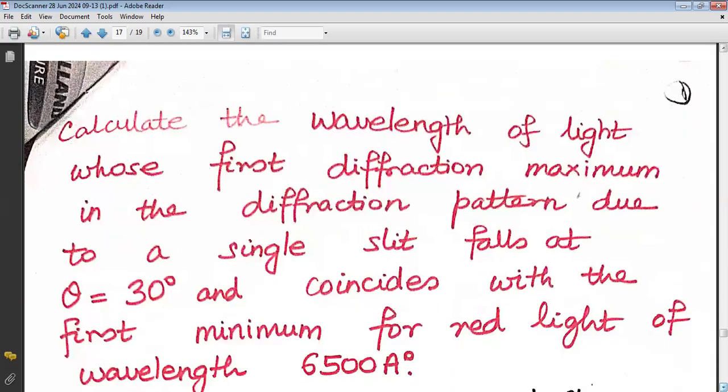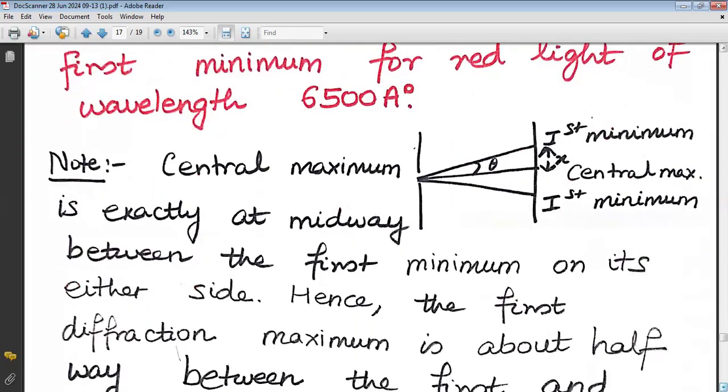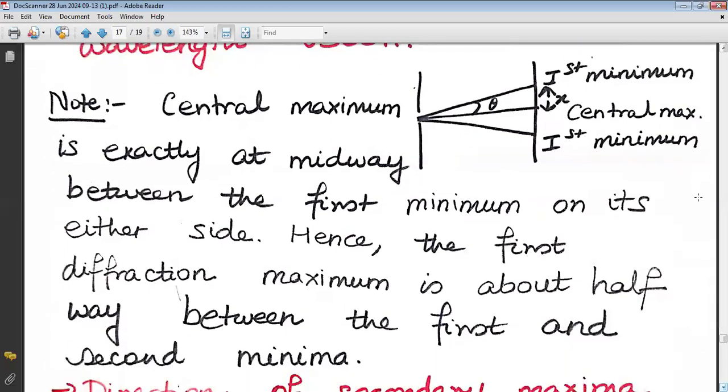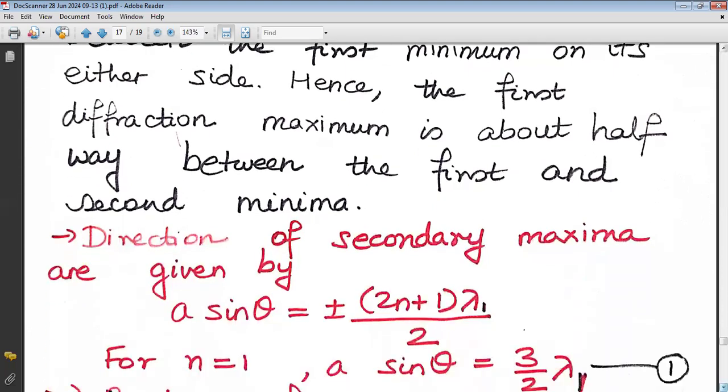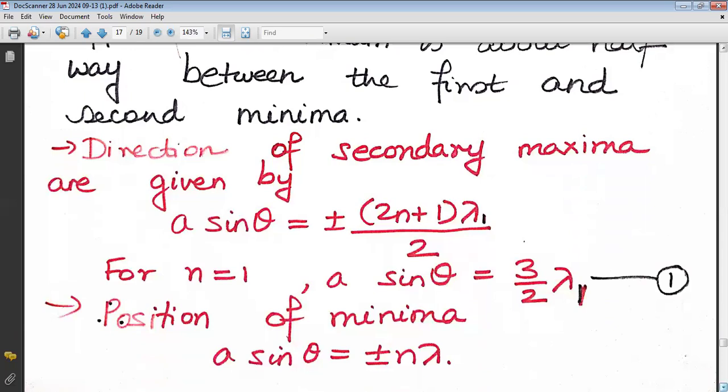Calculate the wavelength of light whose first diffraction maximum in the diffraction pattern due to a single slit falls at 30 degree and coincides with the first minimum for red light of wavelength given. Look at this diagram first. The central maxima, which has the maximum intensity, is followed by secondary maxima and minima. The first diffraction maximum is about halfway between the first and the second minima, and the direction of secondary maxima is given by a sine theta equal to plus minus 2n plus 1 lambda 1 by 2. Now for the first one, n is equal to 1, so a sine theta is 3 by 2 lambda 1.